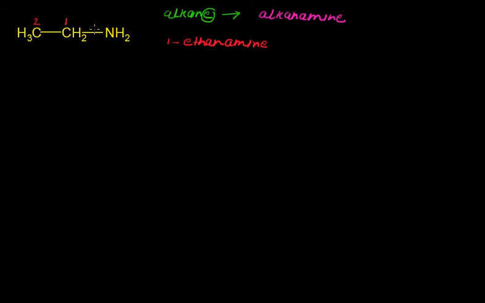If more than one amino group is present at different positions in the parent chain, their numbers are indicated by a suitable prefix like di, tri, etc., and that should be added before amine. The letter E of the suffix of the parent alkane is retained. Now let's take the other example.